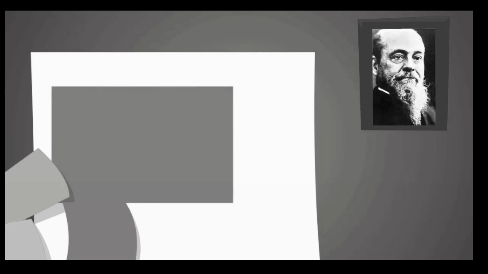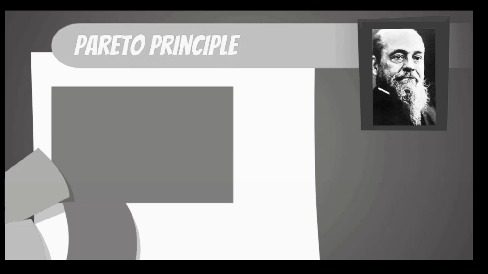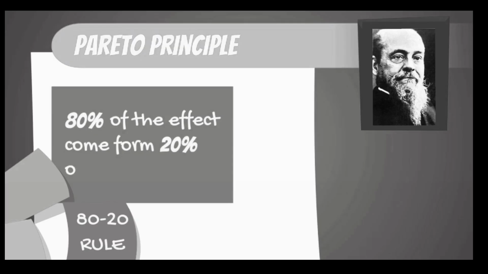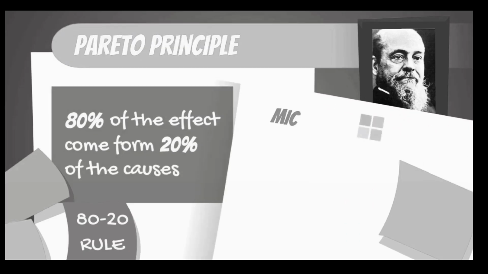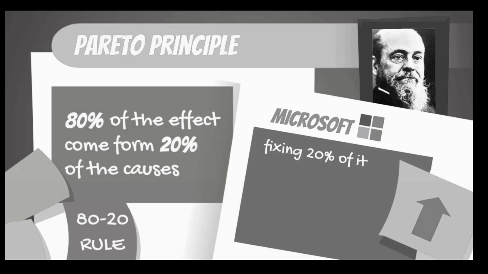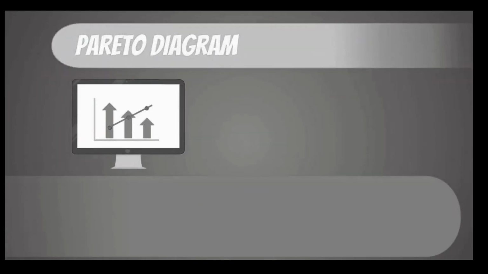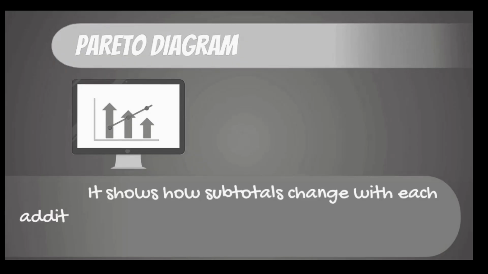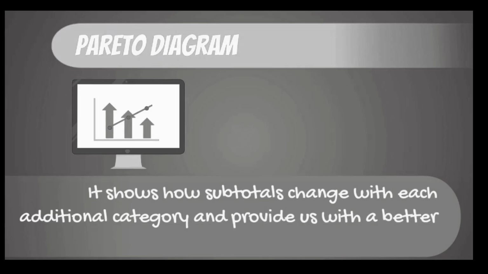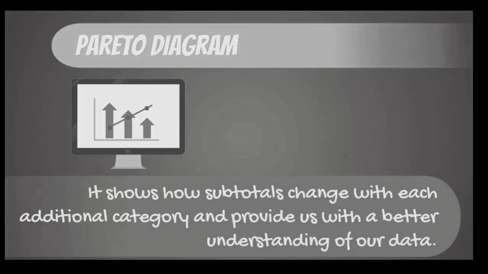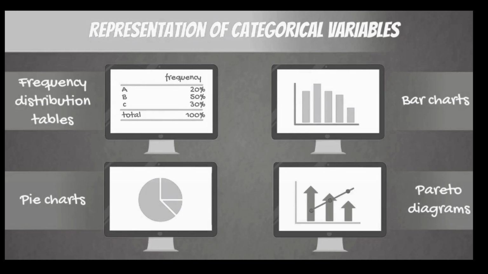You may have heard of another idea of his, the Pareto principle, also known as the 80-20 rule. It states that 80% of the effects come from 20% of the causes. A real-life example is a statement by Microsoft that by fixing 20% of its software bugs, they managed to solve 80% of the problems customers experience. A Pareto diagram can reveal information like that. It is designed to show how subtotals change with each additional category and provide us with a better understanding of our data.